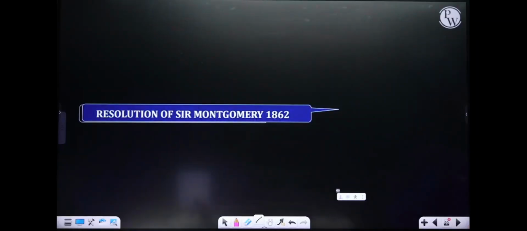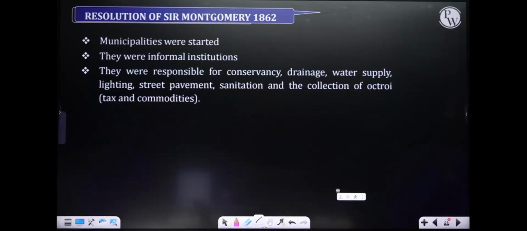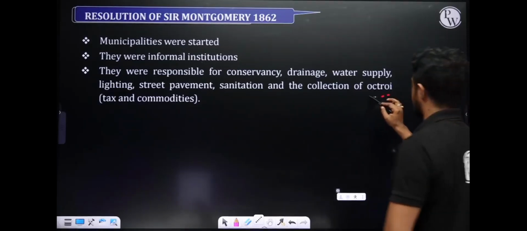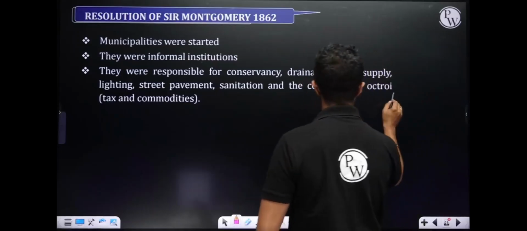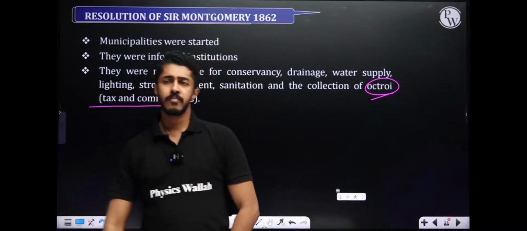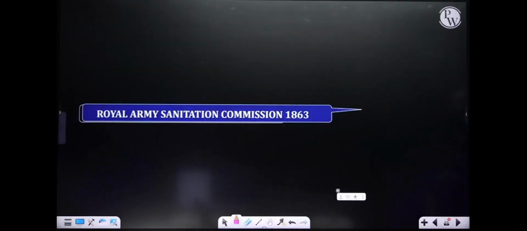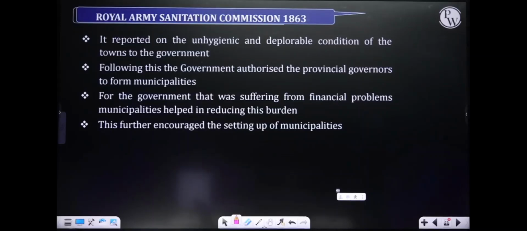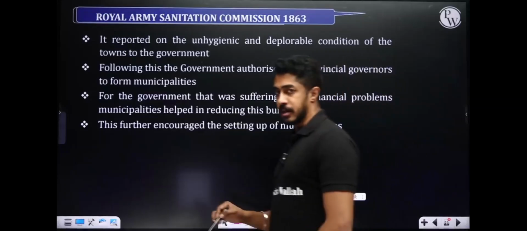Resolution of Sir Montgomery, 1862. Municipalities were started. They were informal institutions. They were responsible for conservancy, drainage, water supply, lighting, street pavement, sanitation, and the collection of octroi. Octroi means it's like a local tax. Clear? Royal Army Sanitation Commission, 1863. It reported on the unhygienic and deplorable condition of the towns to the government. Following this, the government authorized the provincial governors to form municipalities. For the government that was suffering from financial problems, municipalities helped in reducing the burden. This further encouraged the setting up of municipalities.